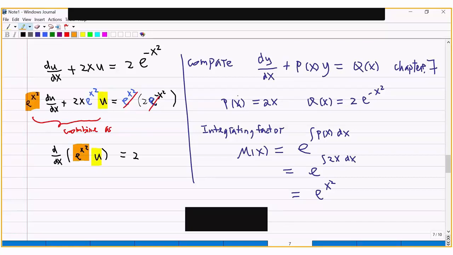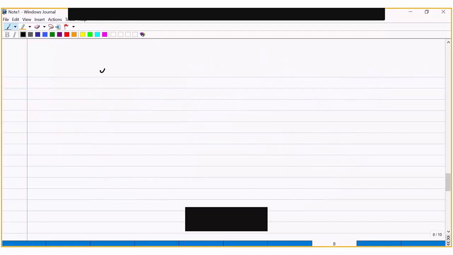Then to find the final answer, you integrate both sides now. So that means eventually you get e power x squared times u is equal to the integral of 2 with respect to x. So this will give you e power x squared times u equal to 2x plus a constant. So put it back together on the next page: e power x squared times u equal to 2x plus c.